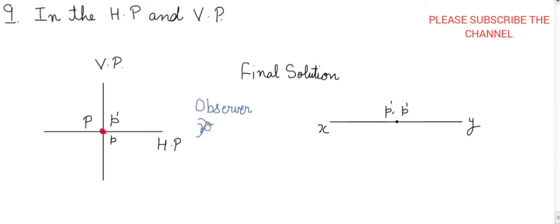So what will be the final solution? Nothing much. Draw a reference line XY, mark a dot here and write P dash, and applying a comma, write the top view. You can also write it in this manner: P dash, and in brackets you can write P. Both are correct. Okay. So this was our projection of points basic concepts.